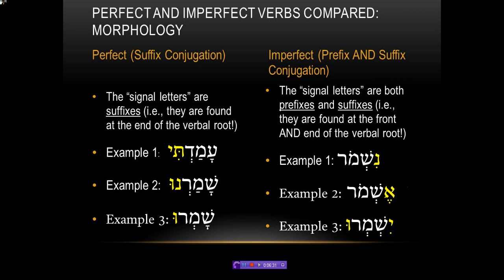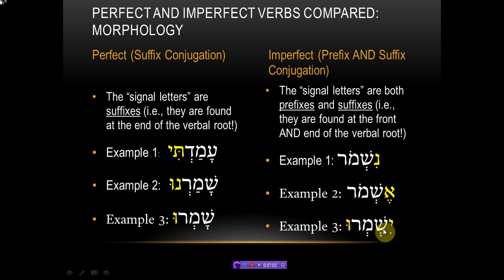Let's look at the second example, eshmor. Now in this case, the aleph is tagged on to the front as a prefix, and this is the first common singular. The first common singular, this I will guard. Okay, so that's quite different actually from the tav. So there's not much here that's going to help us remember from the perfect the imperfect first common singular. So we're just going to have to remember that one, eshmor, first common singular.